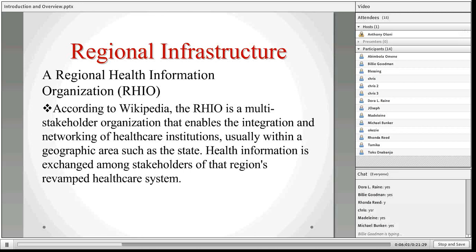Now, each state is now responsible for connecting to the national network. So let's say, for instance, New York has a regional health information organization, and the state of California has a regional health organization, and they're both connected up to the national health information network. Then if you leave New York and you go to California for a visit, then the physician in California will be able to access your medical record. So that's basically how it's set up.